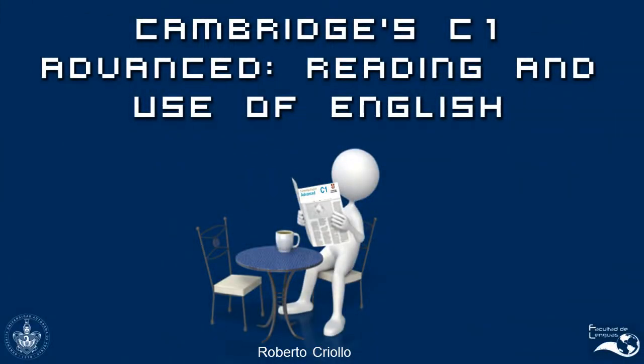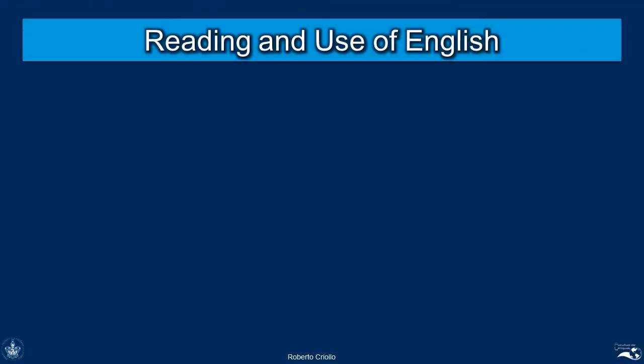Hello, in this lesson we'll take an overview of the Reading and Use of English section of Cambridge's C1 Advanced. The first thing that needs to be said about the Reading and Use of English section is that it's one of the longest parts of the test. It lasts for 1 hour and 30 minutes and it's divided in 8 parts.